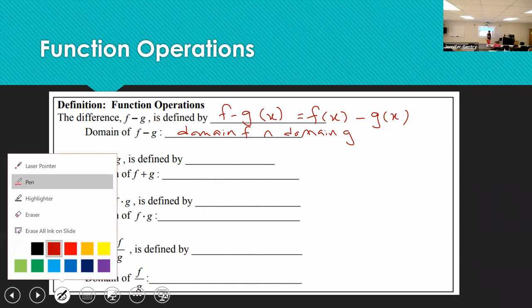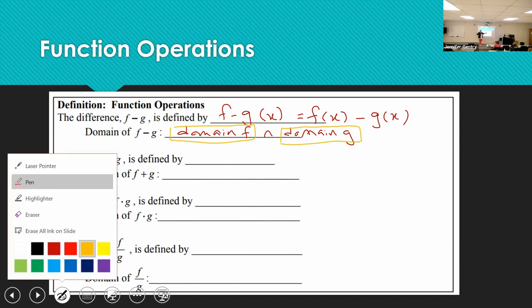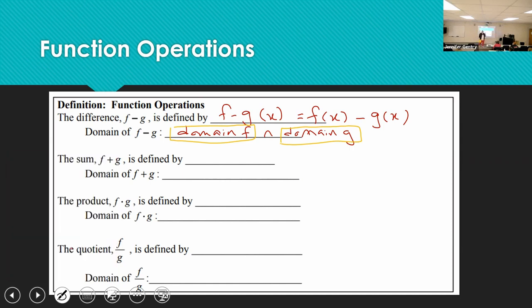For example, if my F of X has a domain of all real numbers, and my domain of G says I can't be equal to 2, what's my F minus G going to be? All real numbers minus the 2 that the other one can't be. So it's going to be all real numbers except X cannot be equal to 2. Okay, does that make sense?